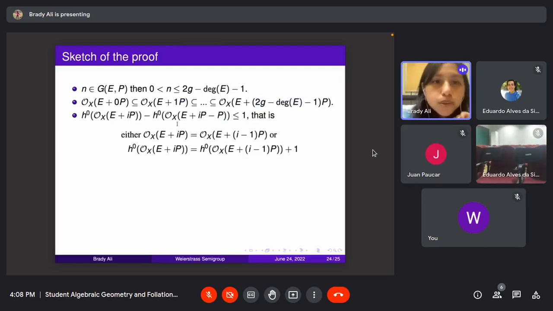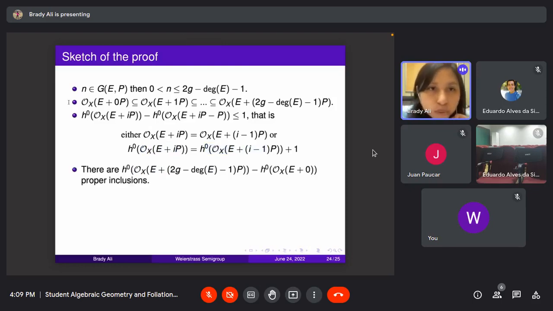Now we compute the dimension of one of these spaces minus the dimension of the space before it. So we compute the dimension of the space O_X(E plus iP) minus the dimension of the space O_X(E plus iP minus P). So we are taking away one point, and we see that this is less than or equal to 1. That means that either these spaces are equal or the dimension of this space is bigger by 1 than the dimension of the previous one.